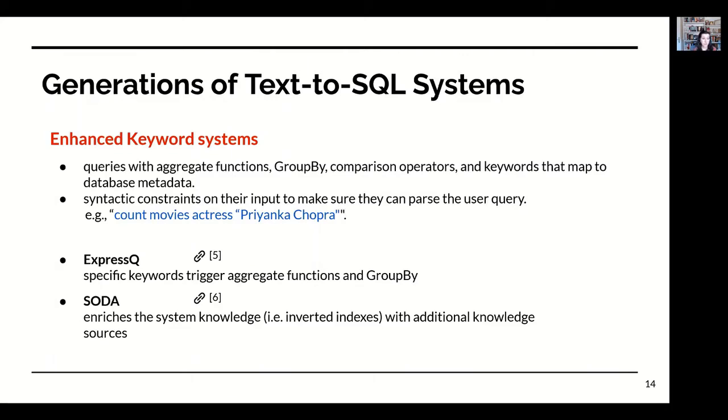And here we distinguish ExpressQ, which was actually the first one to have keywords that trigger aggregate functions and group by clauses, and that enriched the system knowledge, that is the inverted indexes that are used to find how NL elements refer to database elements, with additional knowledge sources.